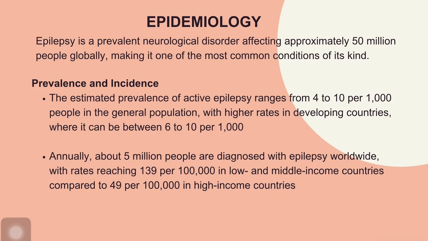For the epidemiology of epilepsy, it is a prevalent neurological disorder affecting approximately 50 million people globally, making it one of the most common conditions of its kind. Prevalence and incidence. The estimated prevalence of active epilepsy ranges from 4 to 10 per 1,000 people in general population, with higher rates in developing countries where it can be between 6 to 10 per 1,000. Annually, 5 million people are diagnosed with epilepsy worldwide, with rates reaching 139 per 100,000 in low and middle income countries compared to 49 per 100,000 in high income countries.